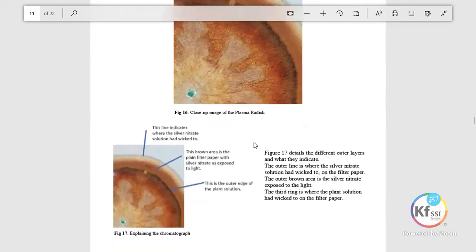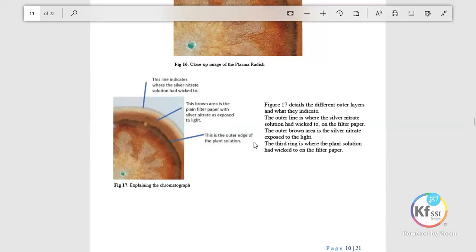And then just some other clarification of some of the markings on the filter paper is this very outer ring, the gray line there. This indicates where the silver nitrate solution had wicked to, so we ignore that in our analysis. The lighter brown area on the filter paper is the color the silver nitrate goes just with a normal exposure to the light. And then we start getting the darker ring. This is the outer edge of the plant solution. So it's only from that edge inwards that we really start analyzing.